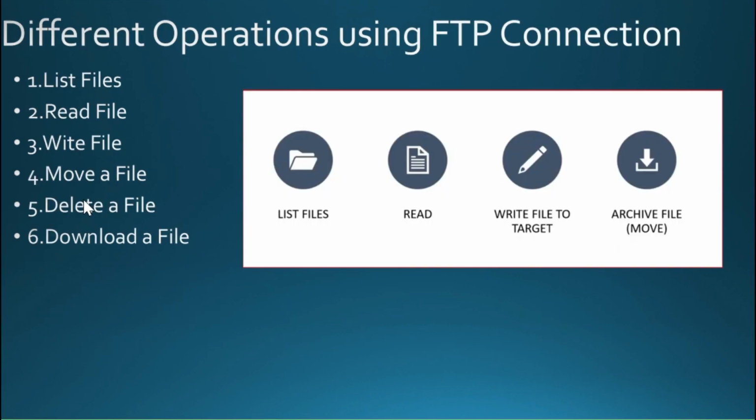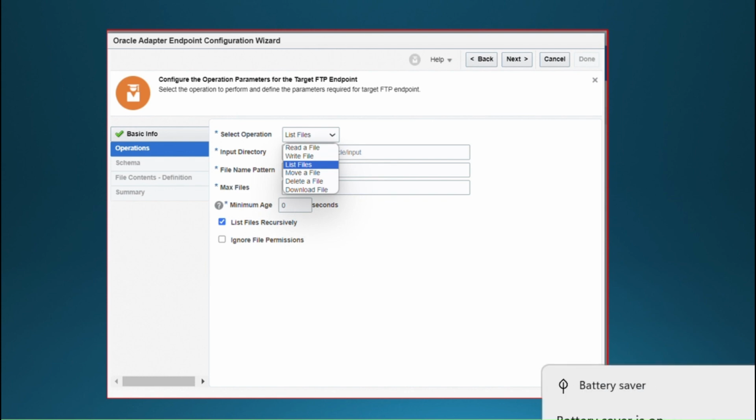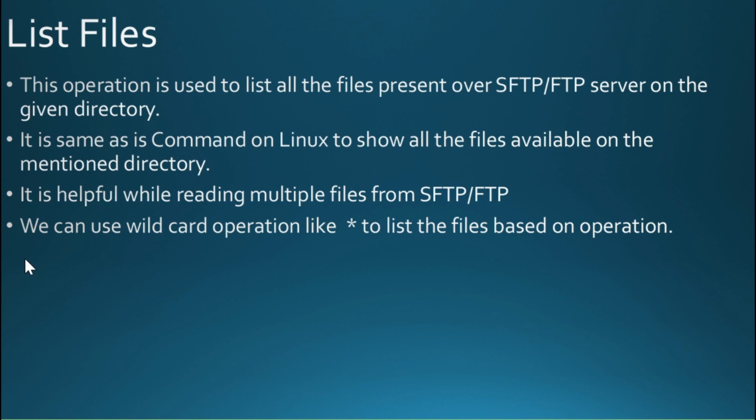Now we can see what different operations exist in the FTP adapter connection. We have the list file operation, write file operation, read file operation, move file operation, delete file operation, and download file operation. We will go through each and every operation. First one is list files. This operation is used to list all the files present on the SFTP or FTP server in the given directory. It will do a wildcard search on the name of the file to list the files.